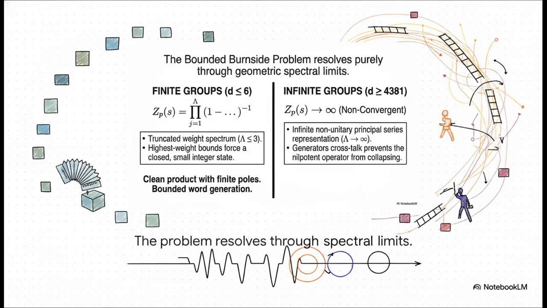So, to summarize the core structural duality we've been exploring today, for finite groups, the highest weight bounds force a closed, very small integer state, which yields a clean product with finite poles, but for infinite groups, generators crosstalk. The nilpotent operator completely fails to collapse, the ladder of states becomes this infinite, continuous spectrum, and the local factor entirely diverges. The impossible discrete combinatorial problem is ultimately solved purely through these geometric spectral limits.